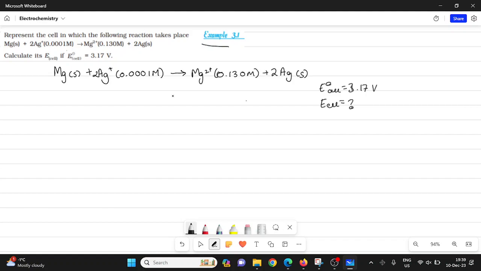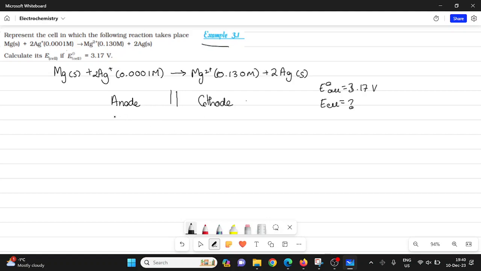For an electrochemical cell, to represent it, it consists of three things: the electrode, the electrolyte, and the salt bridge. The salt bridge is represented by two lines. On the left hand side of this, you have the anode, and on the right hand side, you have the cathode.